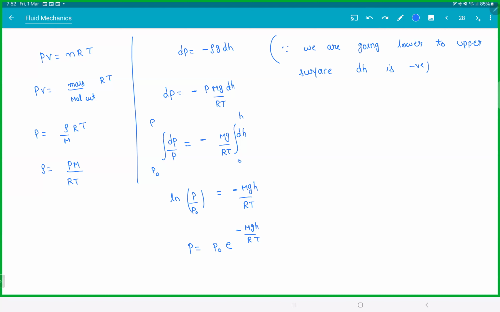Please check it out. We use the ideal gas equation and the differential form of pressure. If you want to guess from the options, h equal to 0 should give you P naught, and h equal to infinity should give you 0. That is the meaning of a tall container.